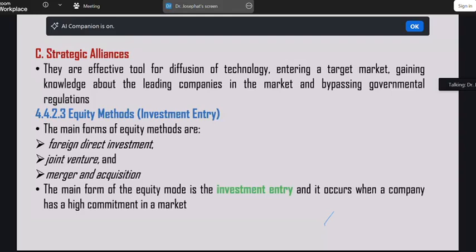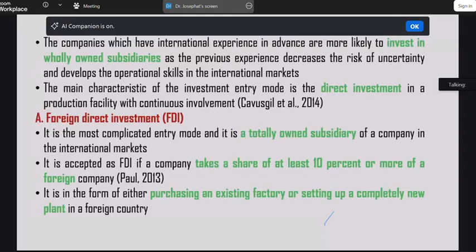So the third ones hapo tuliangalia ni non-equity methods. Ya tatu ni equity methods or investment entry. So under equity methods they are of two forms. Ya kwanza ni foreign direct investment, joint venture, and mergers and acquisitions. So the main form of this equity model is an investment entry, and it will occur when a company has a higher commitment in the market. So the companies which have international experience in advance are more likely to invest in a wholly-owned subsidiary.